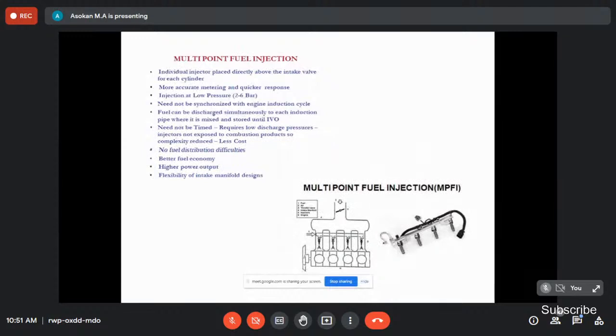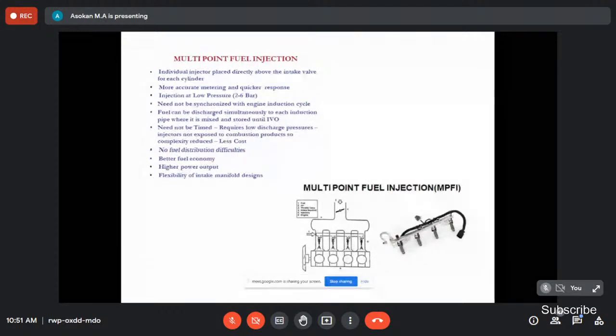So this is air entering the intake manifold. Then based on the throttle valve, we can control the flow rate of the air. There are different injectors. How many here? 4 cylinders. The 4 cylinders have the injectors, with one injector placed just above each cylinder.